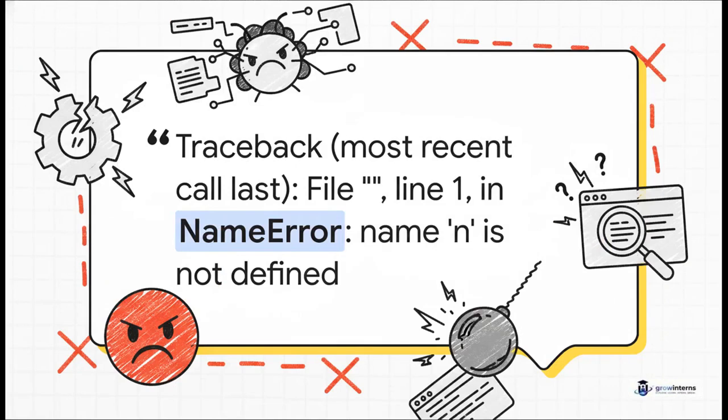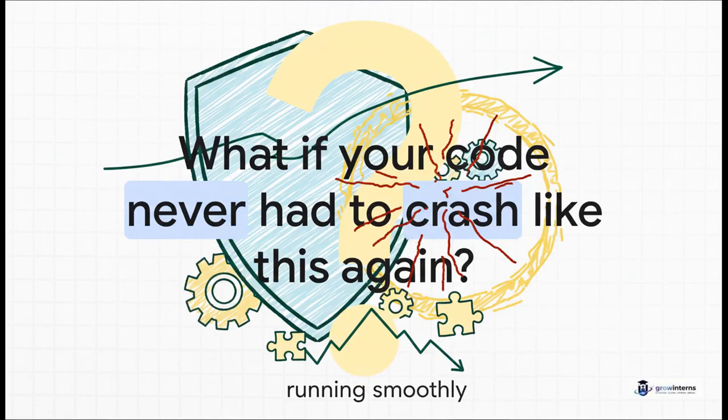Okay, be honest. You've seen this before, right? This giant, scary block of red text that just stops everything. It's called a traceback, and it's basically Python screaming that your program just hit a wall. And man, is it frustrating when that happens. But what if I told you there's a powerful, built-in way to see these crashes coming? A way to actually manage them and keep your program running smoothly, even when the unexpected happens.